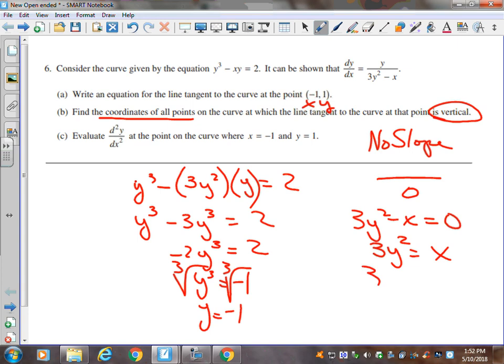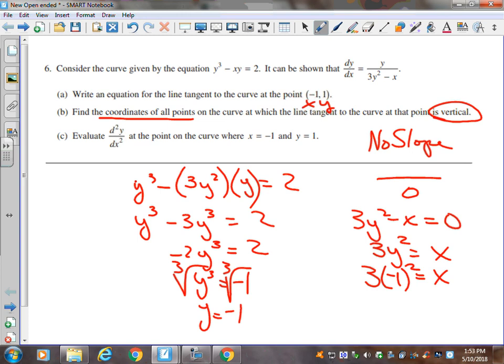Then you plug it in over here. And that gives you that x is 3. So then you write a sentence with what the question's asking for with the answer to the question. So the question says, which tangent line to the curve at those points is vertical? So the tangent line to the curve is vertical at the point 3, -1.